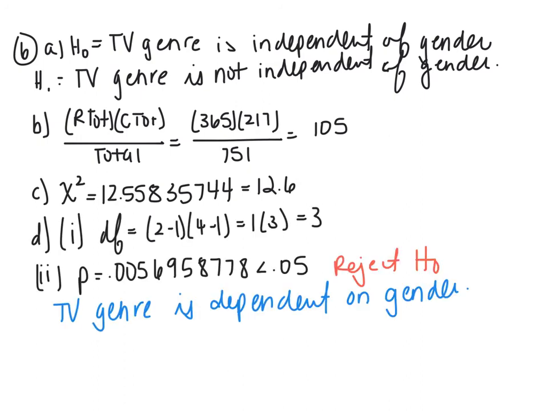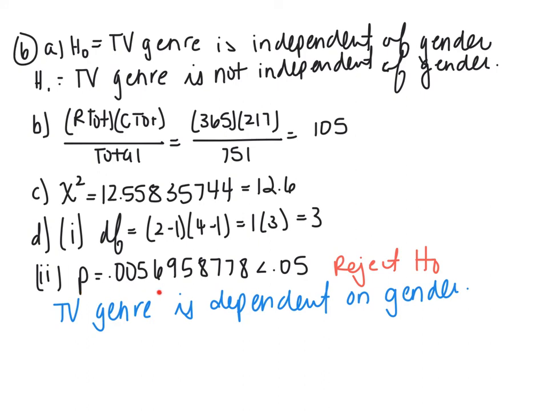So last part, part D, number 1 asks you to find the degrees of freedom. Degrees of freedom is number of rows minus 1 times number of columns minus 1. So in this case, 2 minus 1 times 4 minus 1, which ends up being 3. And then part 2 asks you to actually answer the question, how are we going to reject or not reject the null hypothesis, and what does that mean?